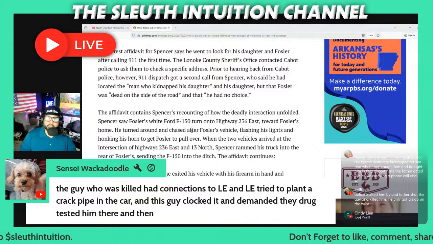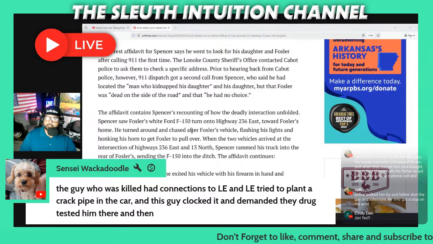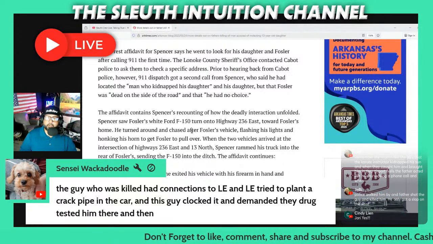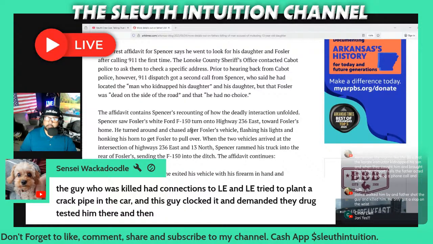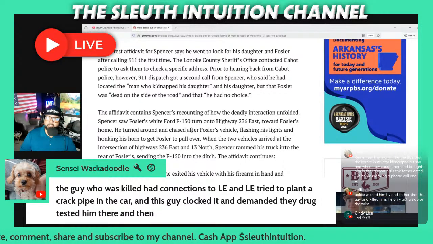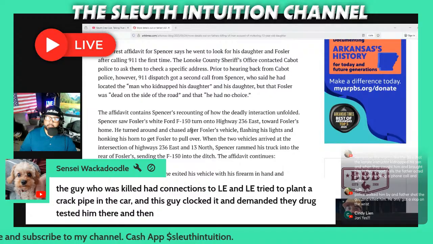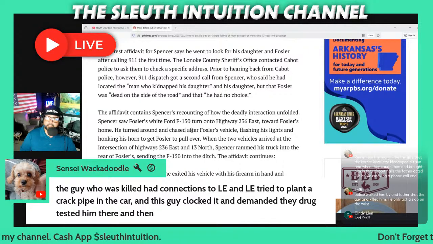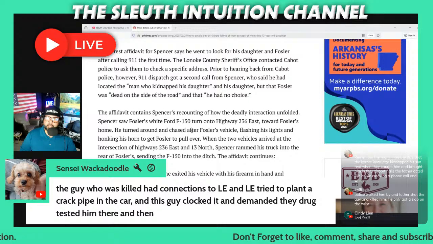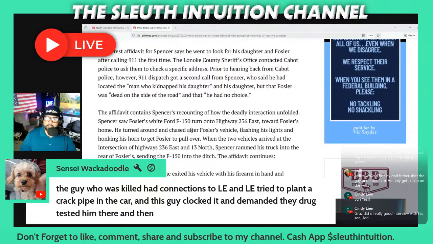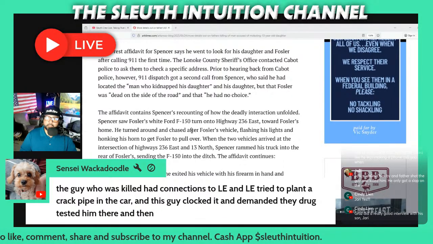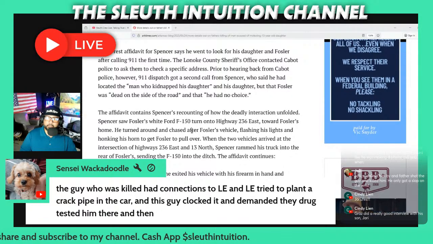The arrest affidavit for Spencer says that he went to look for his daughter and Fossler after calling 911 the first time. The Lonoke County Sheriff's Office contacted Cabot Police to ask them to check a specific address. Prior to hearing back from the Cabot Police, however, 911 dispatch got a second call from Spencer, who said he had located the man who kidnapped his daughter, and his daughter, but that Fossler was dead on the side of the road and that he had no choice.